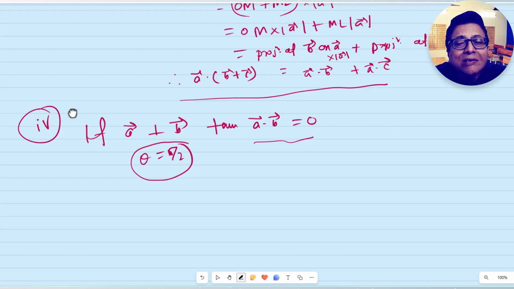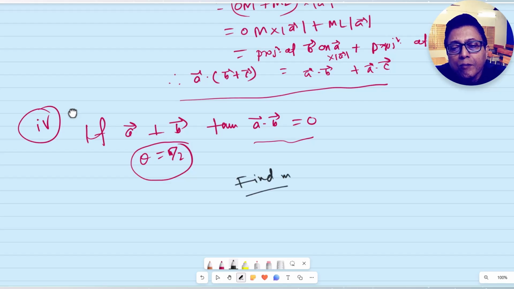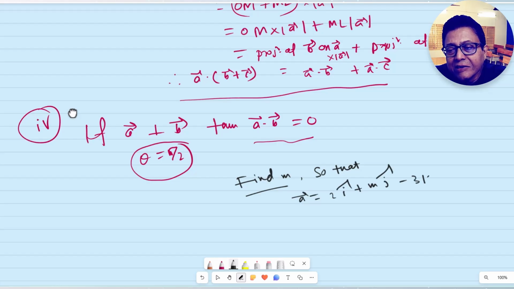If we go by one simple application of it, find m so that A equal to 2i plus mj minus 3k is perpendicular to B equal to i plus 2j plus 4k.